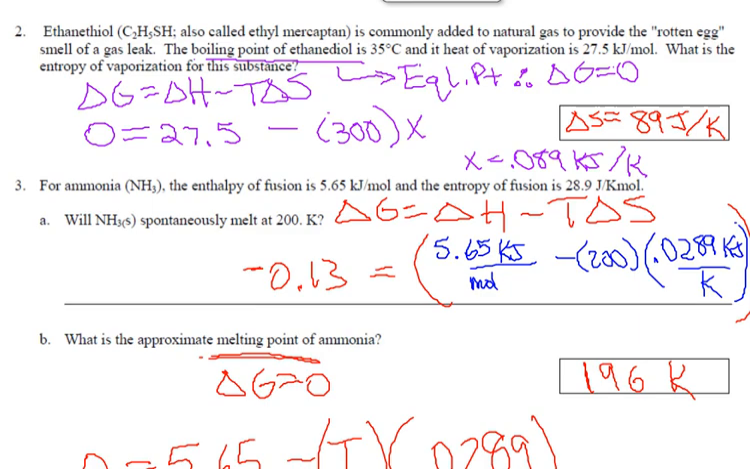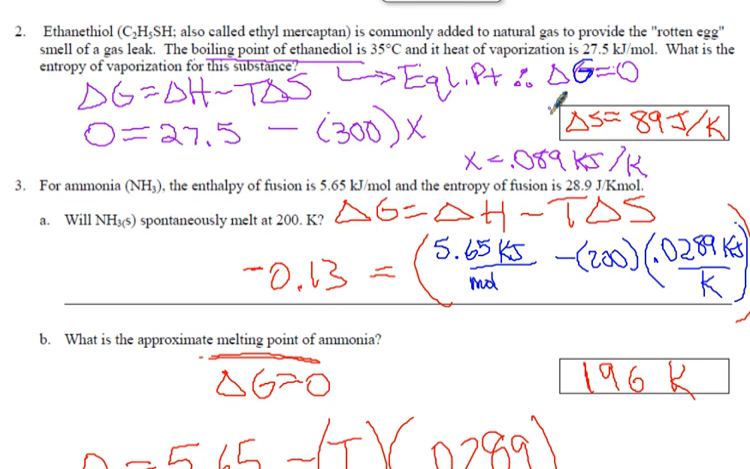Number two, ethanethiol, which is a fun one to say. Ethanethiol. Is that the smell in gas that makes it smell like rotten eggs? And it says it's at the boiling point. So the boiling point, I mean, it's right at that equivalence point between boiling liquid and gas. So if it's at the equivalence point, delta G is zero. And that is something that's hard to pick out of that question. The delta G is equal to zero part.